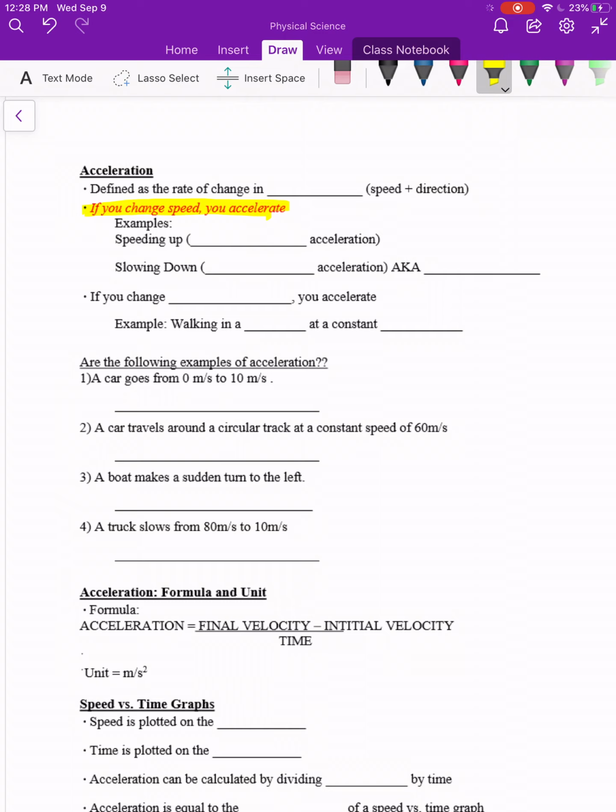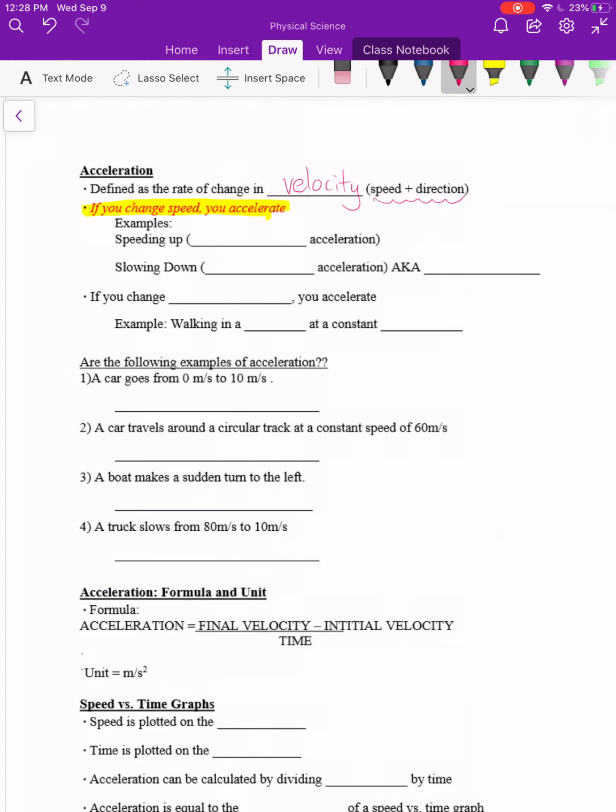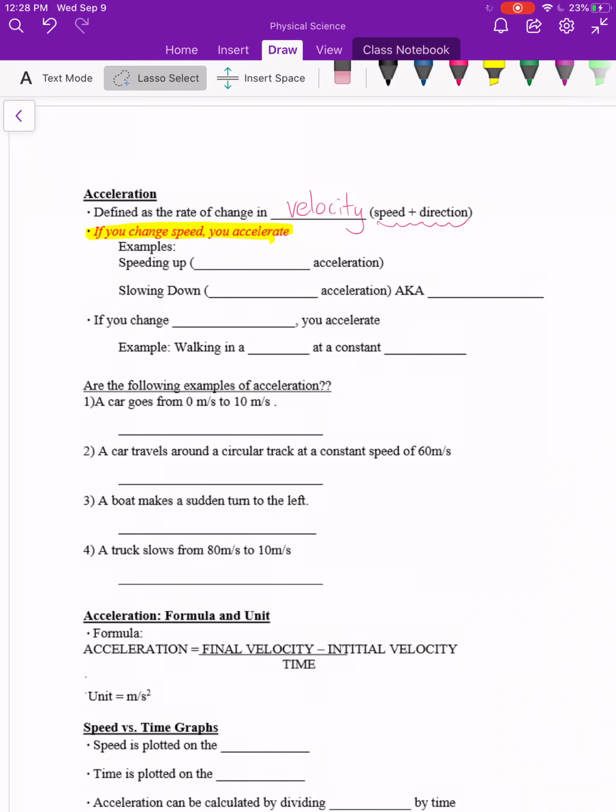So let's go back and define what it is. It's actually the rate of change in velocity. Okay, so remember, speed plus direction is velocity. All right, and I'm going to make this pen a little bit bigger so we can see that. All right, so speed and direction together are velocity.